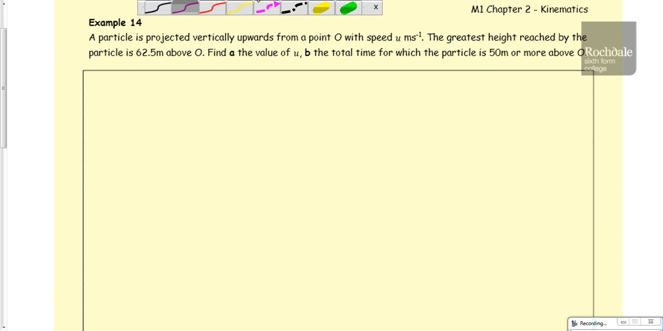M1 Kinematics Example 14. Another example of motion under gravity. This time we're given slightly different information.